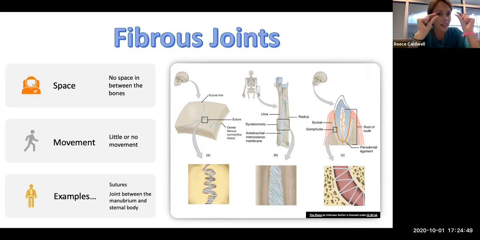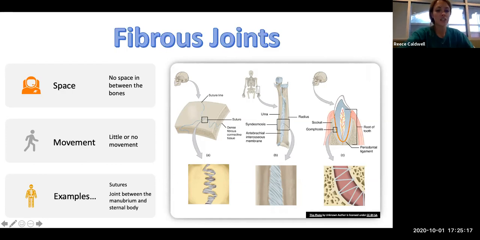We want just a little bit of movement for cases like a concussion, hard impact, things like that. You want your brain to be able to move somewhat inside of your skull, but we don't want it to be able to move a lot. So for fibrous joints, definitely know that there is little to no movement of these joints, and an example would be the sutures of the skull.